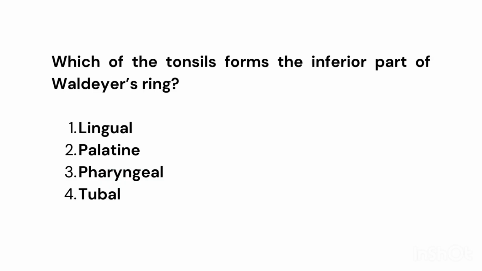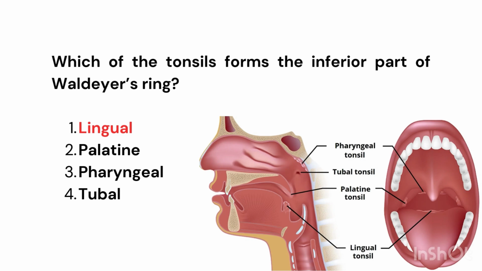So, question time. Which of the tonsils forms the inferior part of Waldeyer's ring? Lingual, palatine, pharyngeal, or tubal? We remember we studied today that the lingual is the most inferior portion. It is located on the dorsum of the tongue posteriorly. So the correct answer is the lingual tonsil.